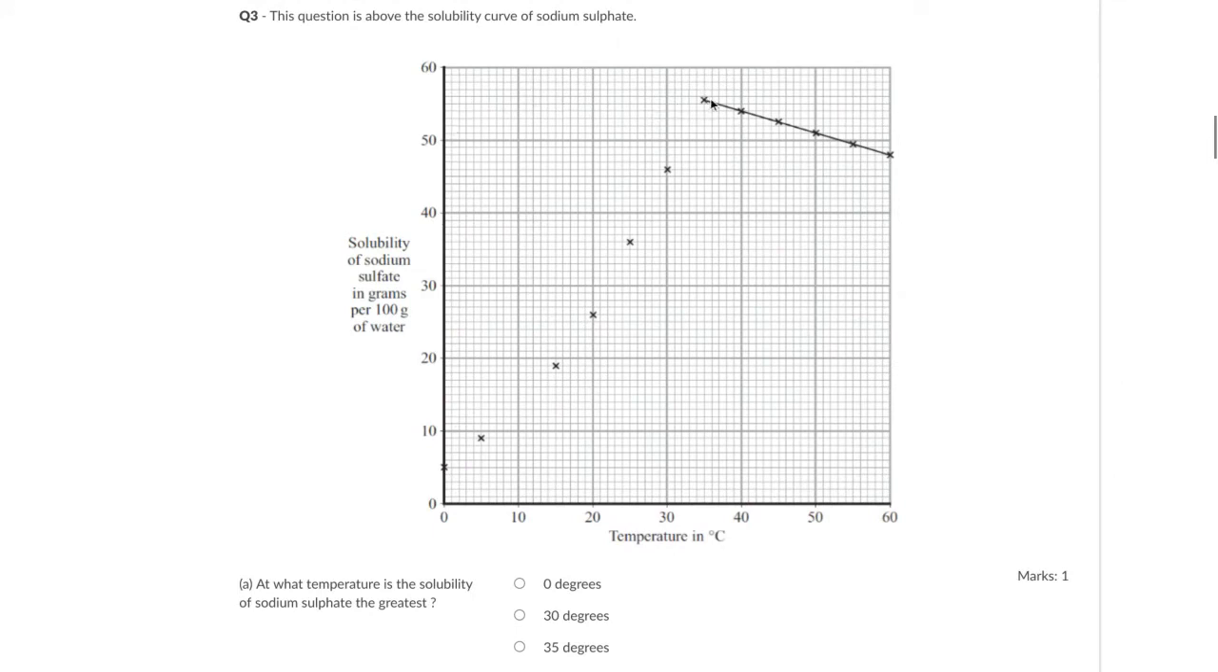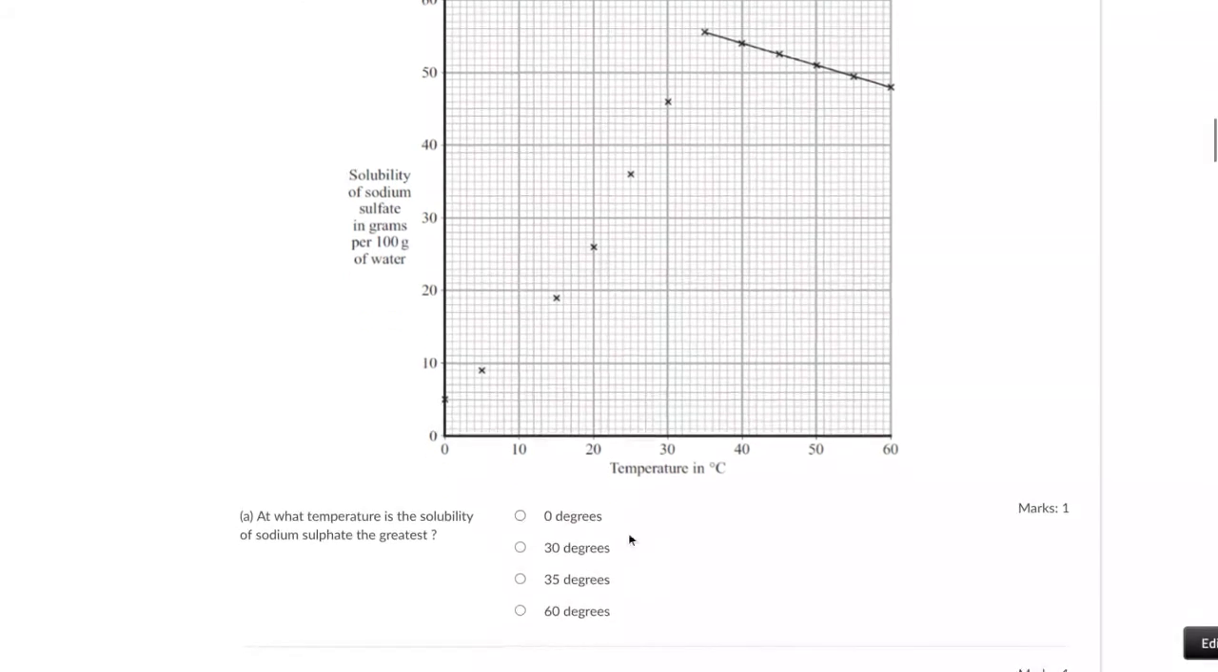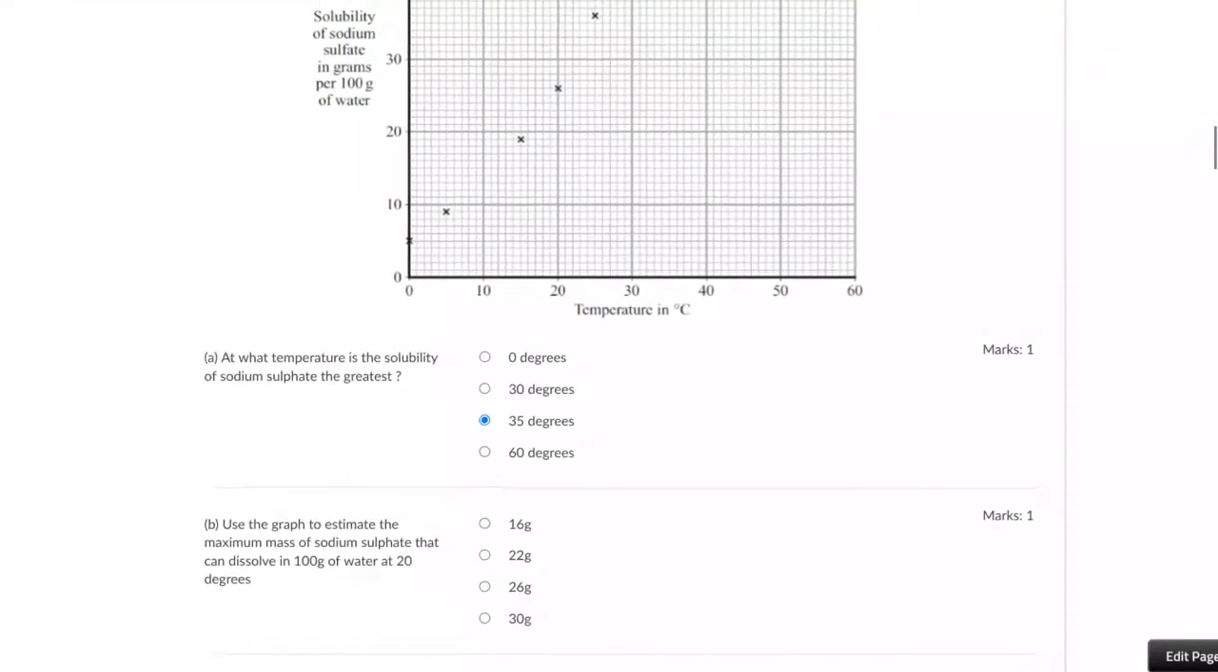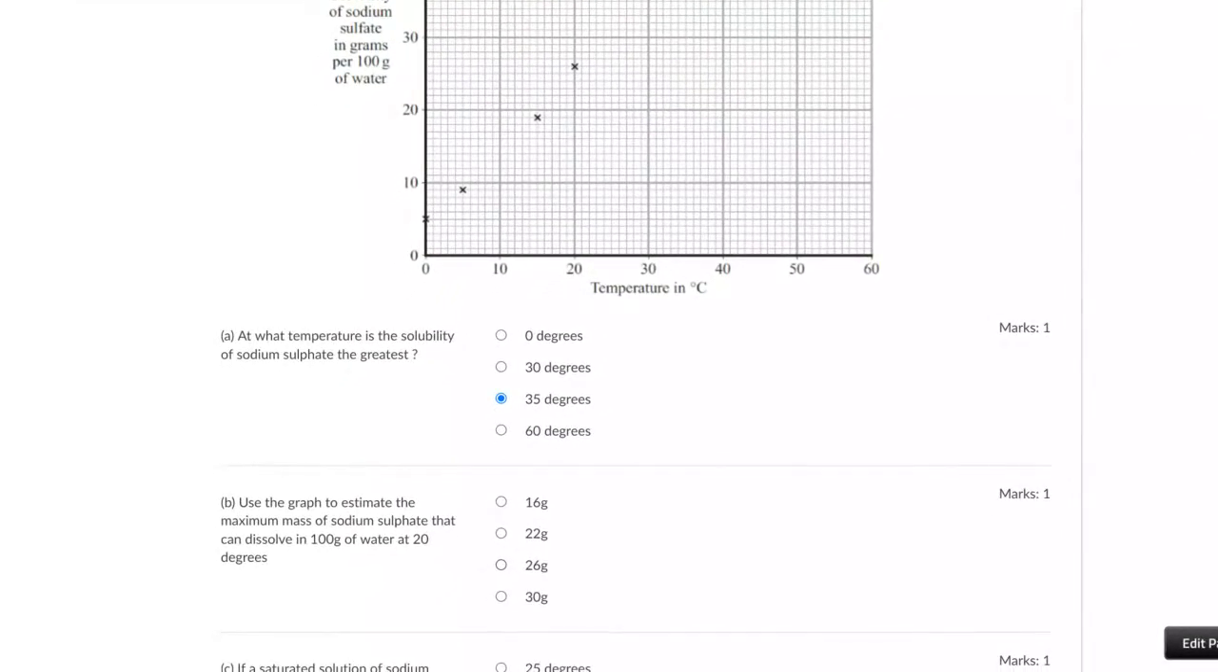The highest point is this one here. So what we need to do is read off the temperature from the x-axis, and that's coming out at something around 35 degrees. Okay, that's the highest point on the graph. Read off the x-axis.